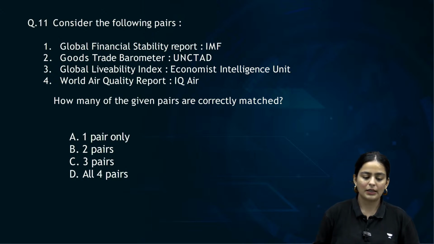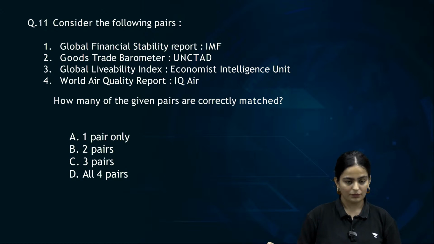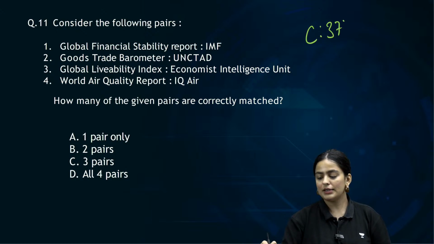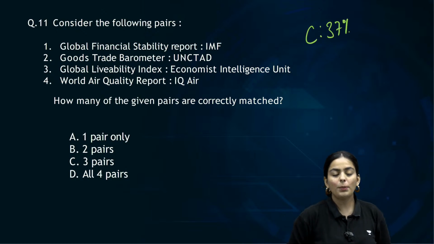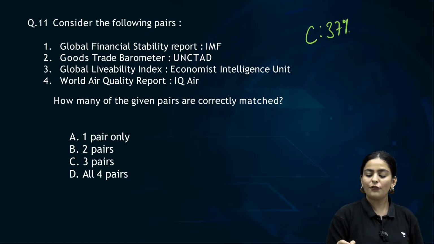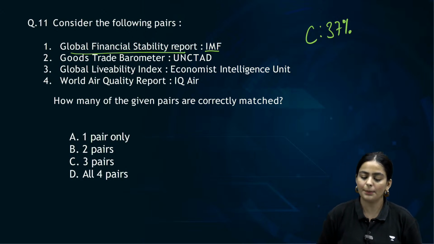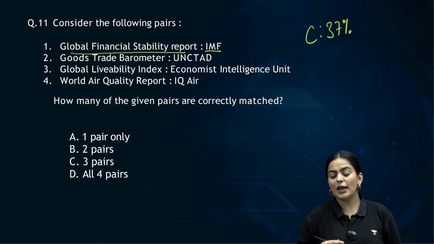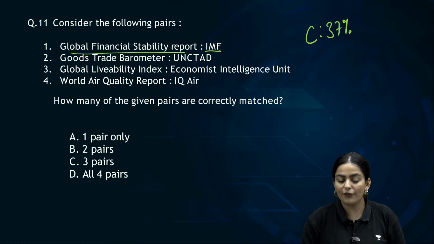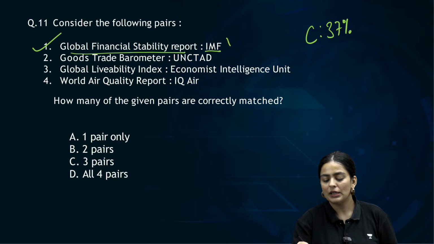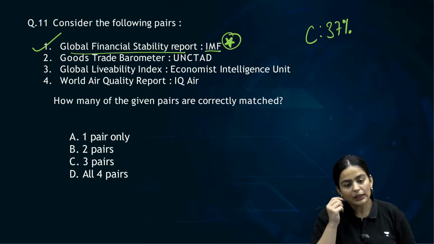Done, everyone? Let's discuss this. So most of you have marked C as the answer. Consider the following pairs. Global Financial Stability Report. Global Financial Stability Report is released by International Monetary Fund, IMF. Absolutely correct. One of the most important reports released by IMF, Global Financial Stability Report.